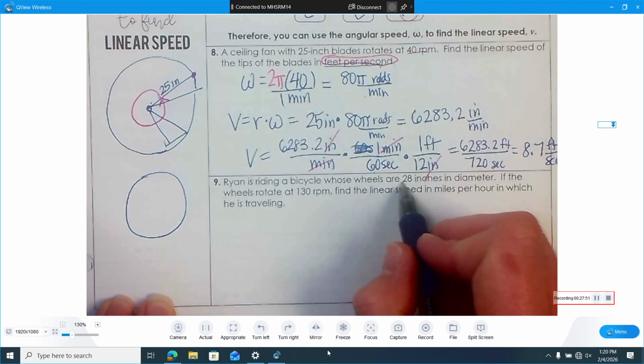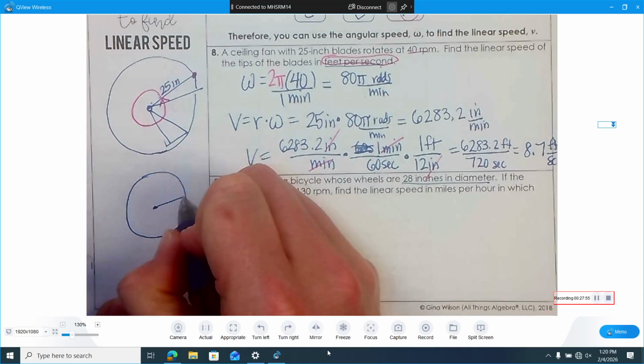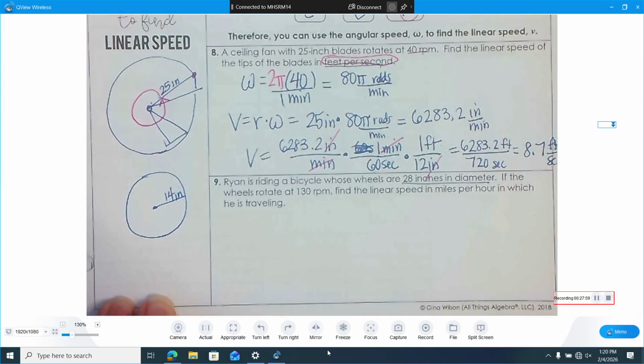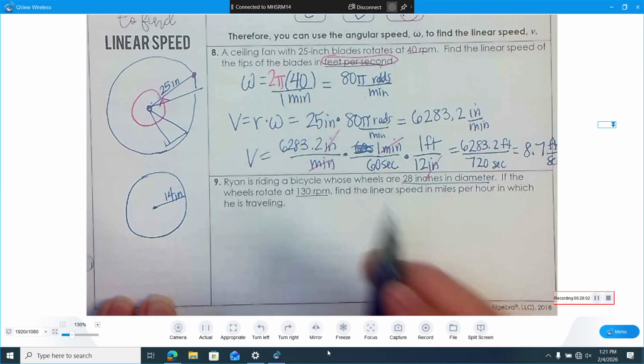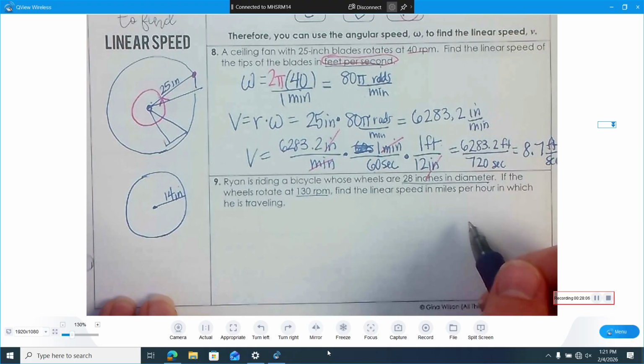28 inches in diameter. What's the radius there? 14. Okay, 14 inches, all right. If the wheels rotate at 130 revolutions per minute, find the linear speed in miles per hour in which he is traveling.